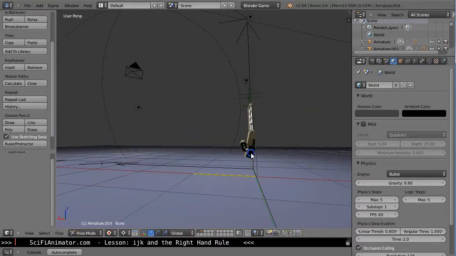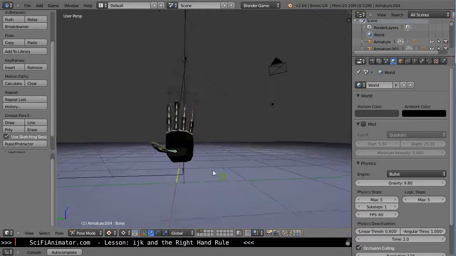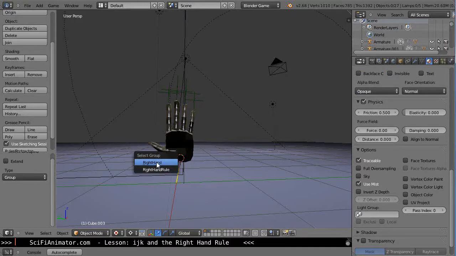Let's do it differently. Let me put my cursor down here somewhere near the bottom of this hand, and I'll just grab the whole hand. I have it in a group. There's the right hand, there it is.